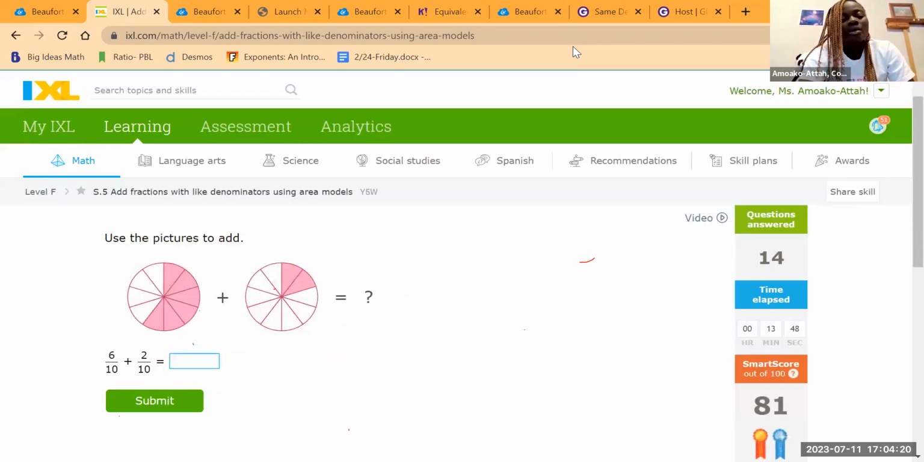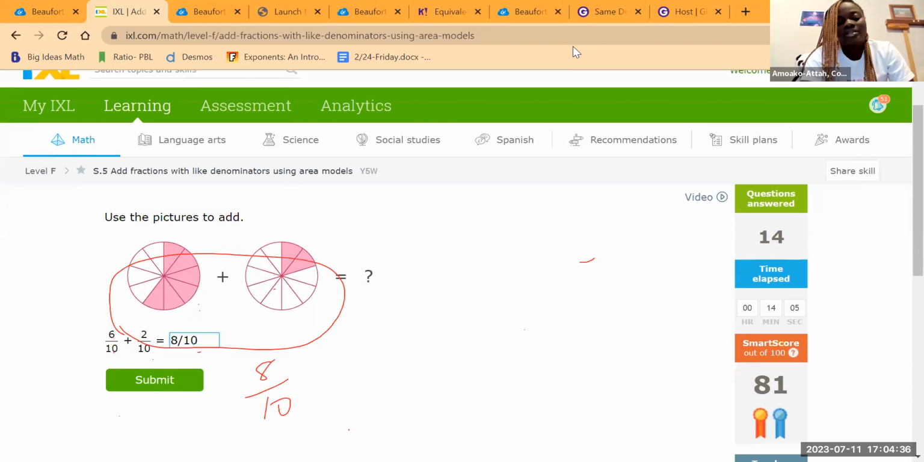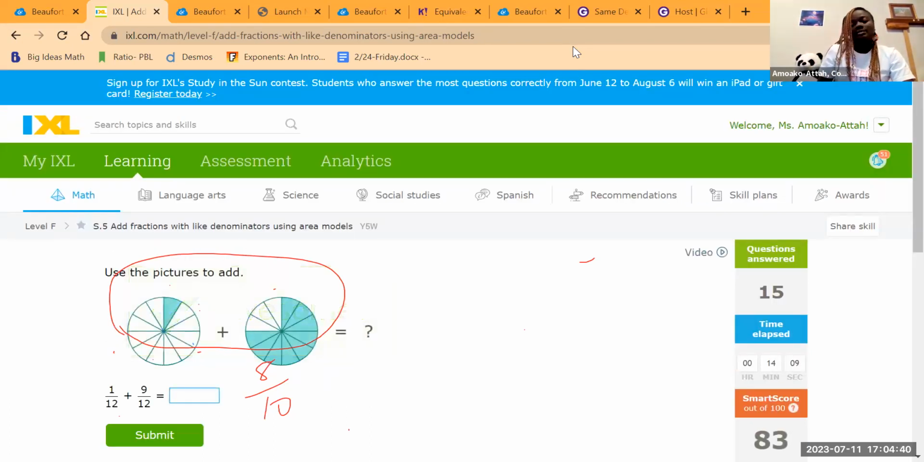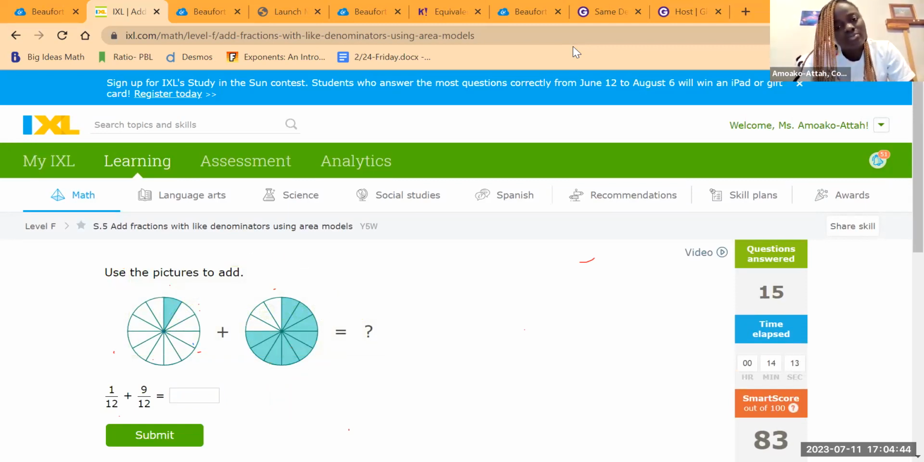Good job. Now let's see this. So now you can ignore the models and come to the question. 6 plus 2 giving us 8 over just one of the denominators. So giving us 8 out of 10. You can still reduce this to the simplest form or leave your answer as it is based on the question. If the question demands you to simplify, please do so.